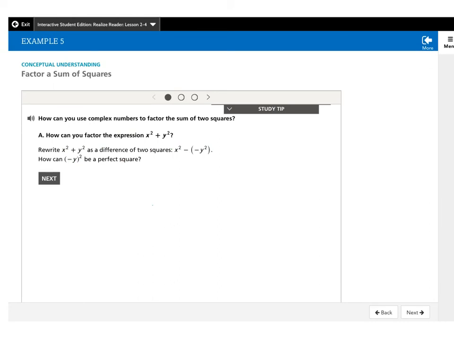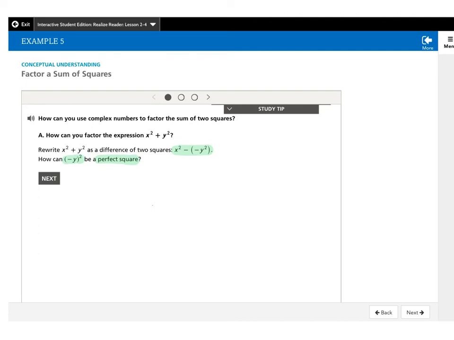In this example, we're asked to factor the sum of squares. We know we can factor the difference of squares easily, so the first thing we need to do is to rewrite the sum of squares into a difference of squares by adding a double negative in there. Okay? Now the question is, how can I convert that negative y squared, make that into a perfect square? Okay, here's where the magic happens between the real number world and the complex number world.